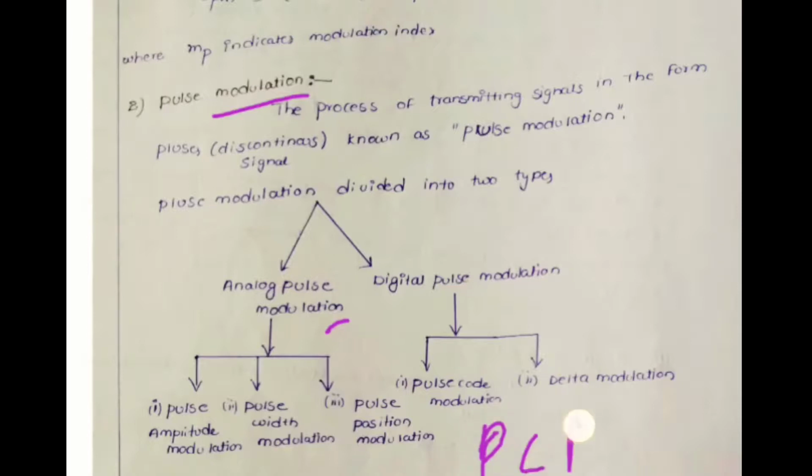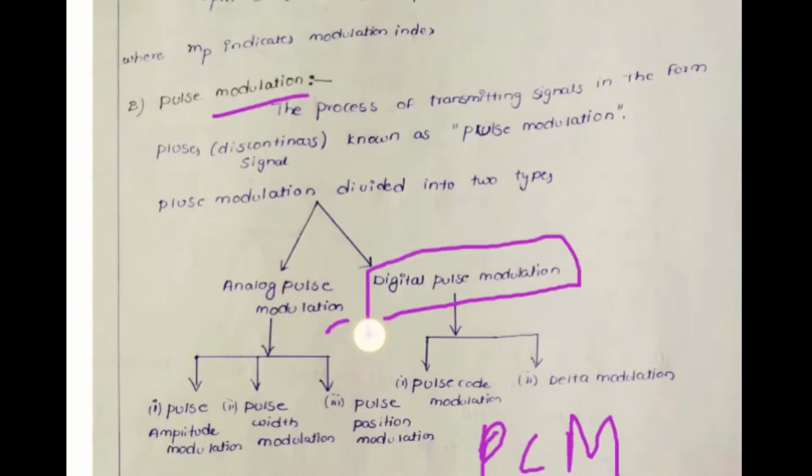What is pulse code modulation? It is a digital pulse modulation technique. Nowadays we use digital pulse modulation, PCM and DM, to transfer signals for longer distances. What are these three methods? We can understand pulse amplitude, pulse width, and pulse position modulation.